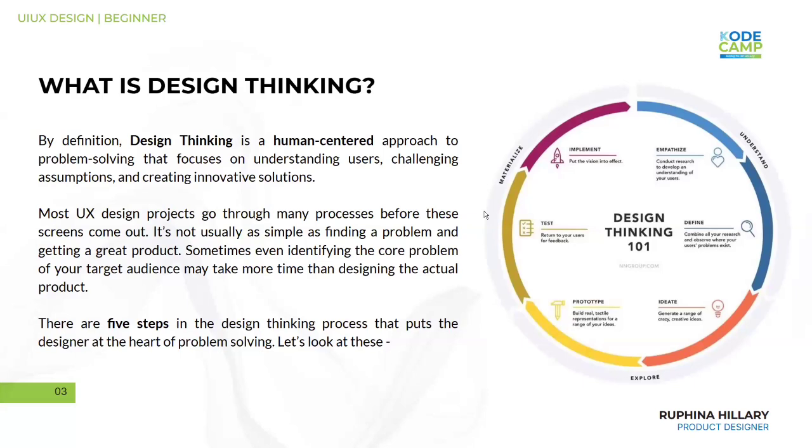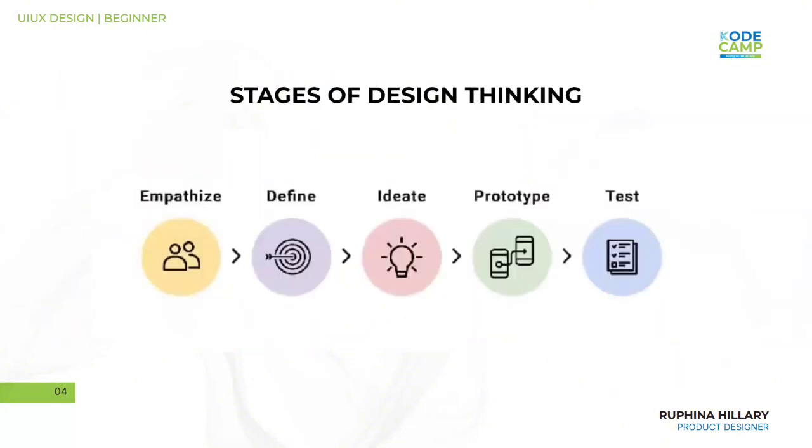Now there are 5 steps in the design thinking process that put the design at the heart of the problem solving. The first step is the empathize step. The second, the define step. The third, the ideate step. The fourth, the prototype step, and the fifth, the testing step. Now, this is a kind of roadmap on how a project is brought to life.